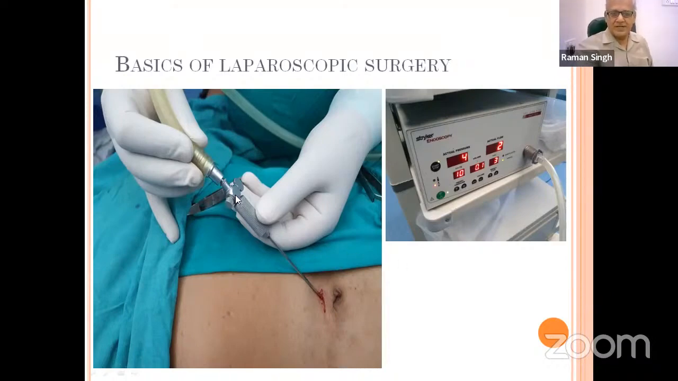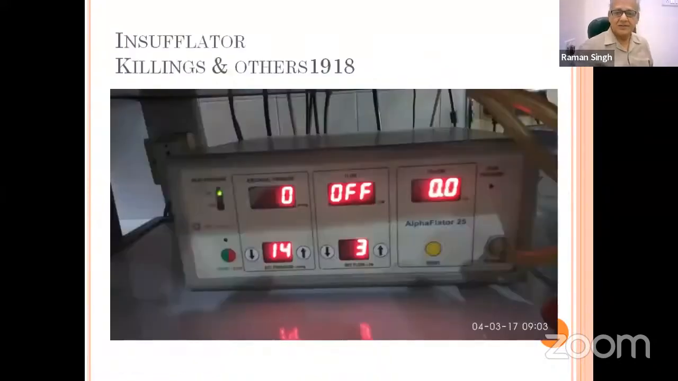Now, after creating pneumoperitoneum, usually after 1.5 to 2 liters, the abdomen distends, getting proper distension of the abdominal wall. Because when the abdominal wall is distended, the intestine is pushed down, and we get a safe space where you can insert your instrument blindly.